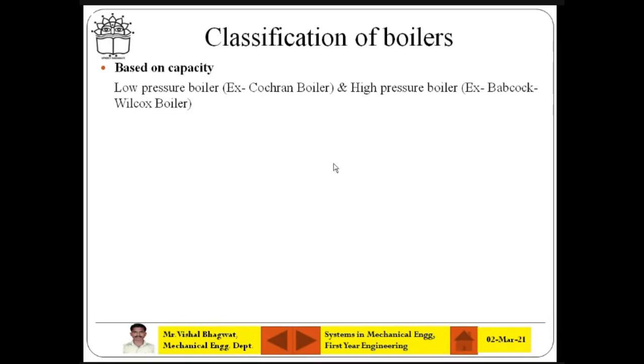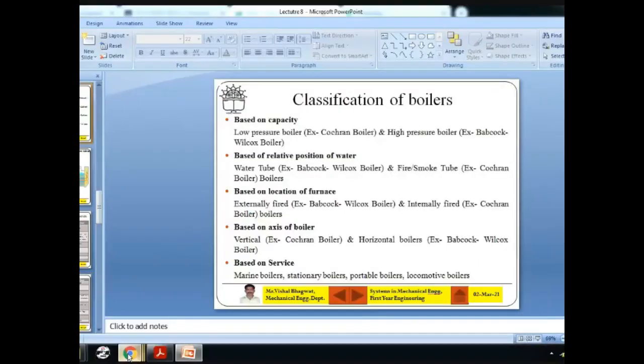Okay, so based on the capacity of a boiler, people are defining this boiler into low pressure boiler and high pressure boiler. So what is the low pressure boiler? Basically, low pressure boiler is nothing but when a boiler is able to give you pressure more than 20 bar.